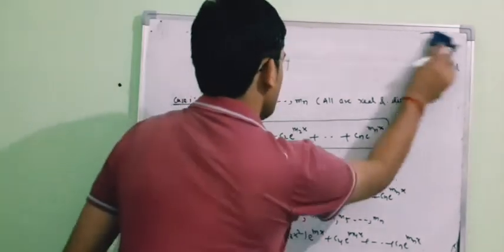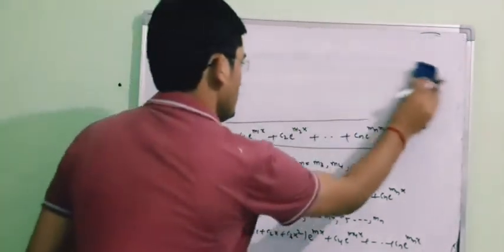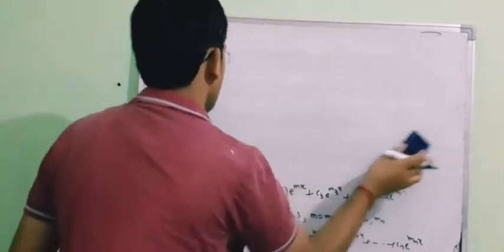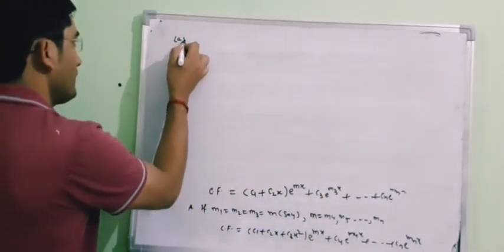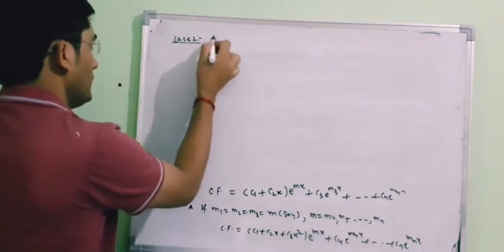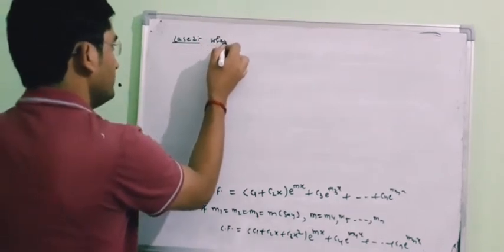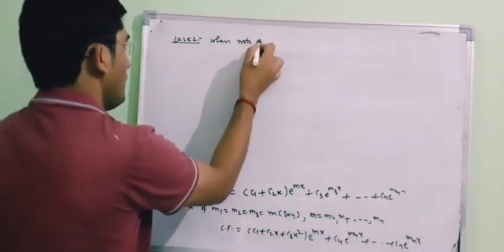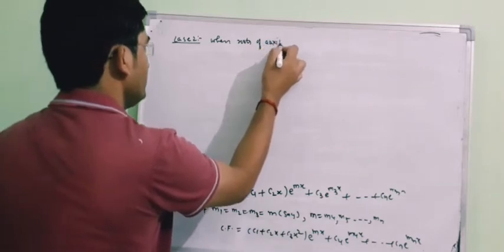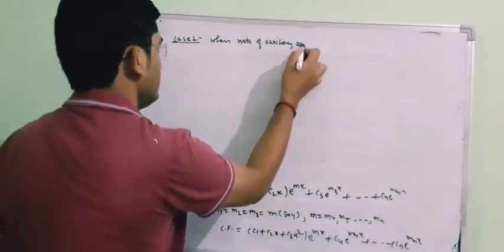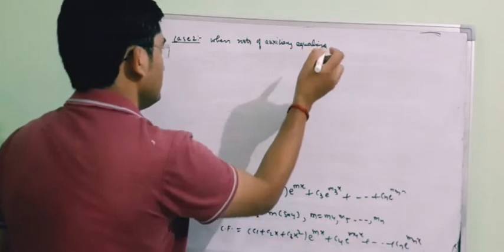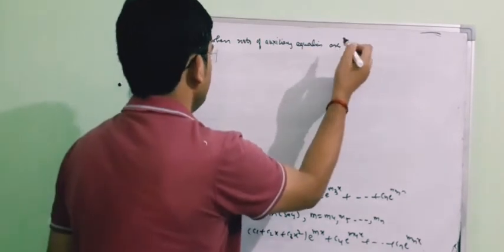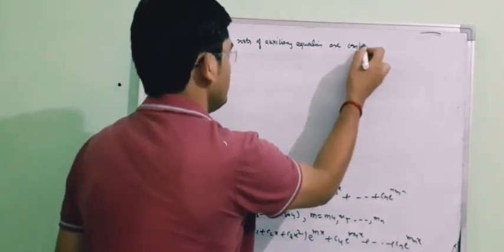Now this is when the roots of the auxiliary equation are real. Now case 3, when roots of the auxiliary equation are complex conjugate.